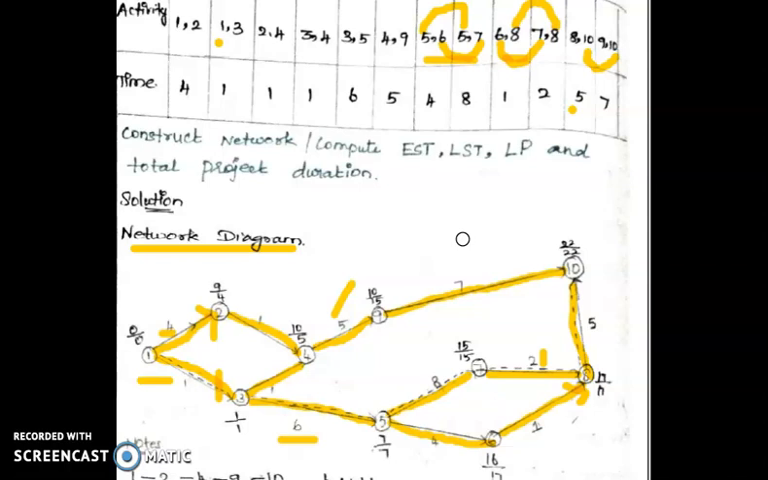We should construct the network. After that we consider the network and compute the earliest starting time. What is a project earliest starting time? What is a project earliest finishing time? What is a project latest starting time? And what is a project latest finishing time? And the longest path is the critical path method, and we should find out the total project duration.